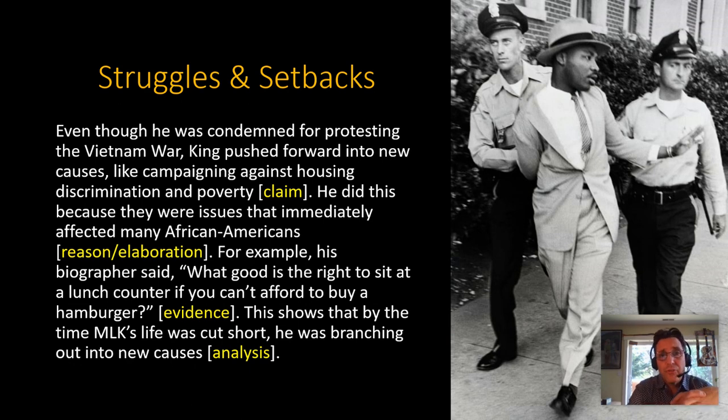You know, I could even build the rest of my paragraphs like this. In the same section, struggles and setbacks, I can take the same CREA formula and write another paragraph to highlight and elaborate on King's struggles and setbacks. So what do you think? Even though he was condemned for protesting the Vietnam War, King pushed forward into new causes like campaigning against housing discrimination and poverty. He did this because they were issues that immediately affected many African Americans. For example, his biographer said, "What good is the right to sit at a lunch counter if you can't afford to buy a hamburger?" This shows that by the time MLK's life was cut short, he was branching out into new causes.